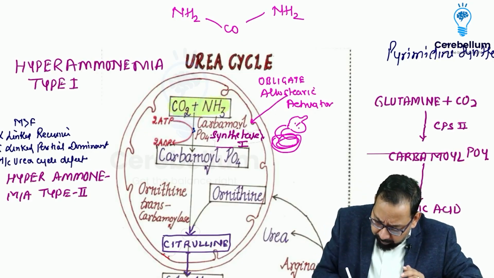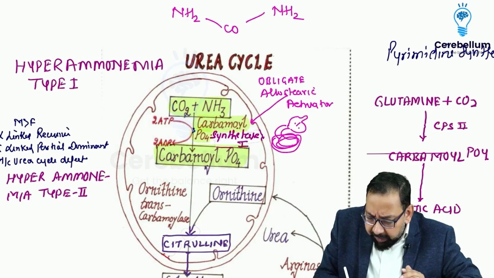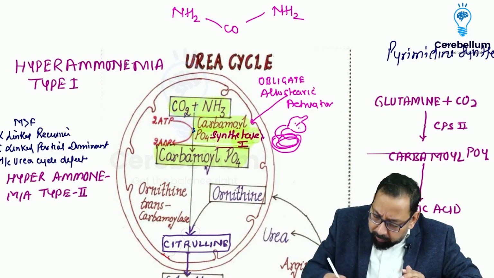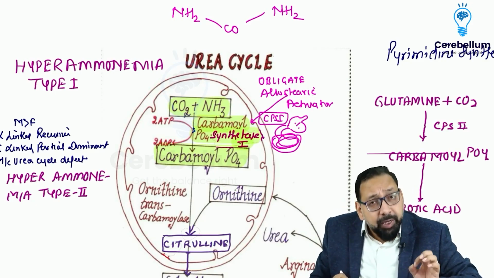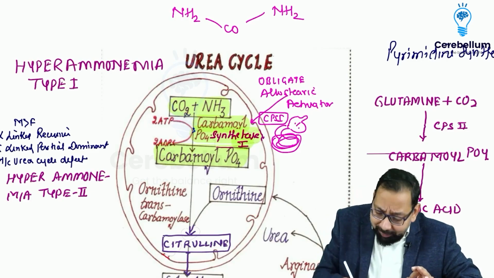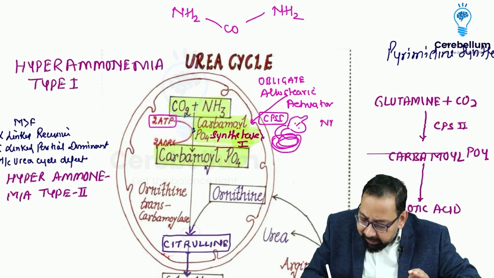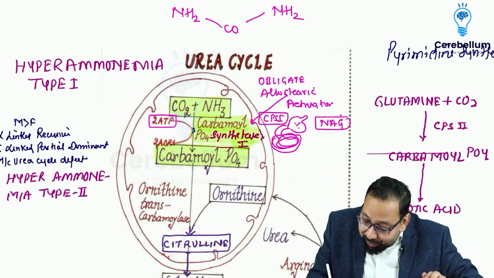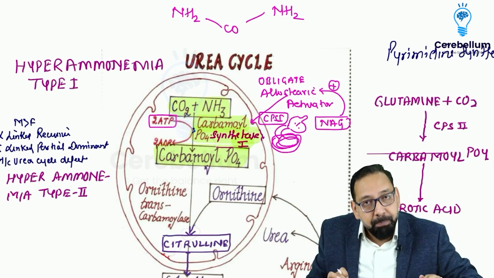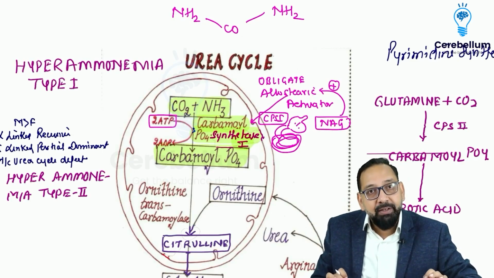CO2 binds with ammonia to form carbamoyl phosphate by the enzyme carbamoyl phosphate synthetase 1, or you can write CPS1. In this, synthetase is there, meaning ATP is used. In this step, 2 ATPs are used. And we found that N-acetyl glutamate, NAG, is an allosteric activator or obligate allosteric activator of CPS1. Frequently asked question: obligate means it is required for the activation of CPS1.